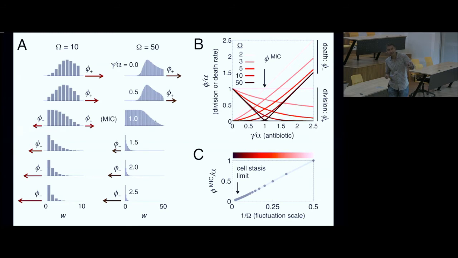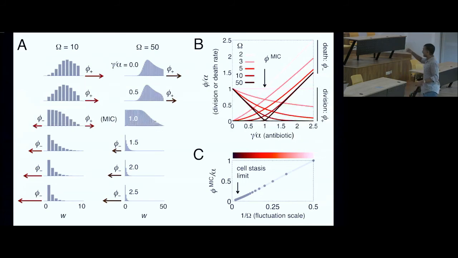This is for omega equals 10. This guy is for omega equals 50. Thank you. And this is the last thing I want you to track. Look at the darkest curves here. They are actually extremely simple. In this situation, large omega, as you increase the antibiotic, the division rate drops to 0 and then stays at 0.